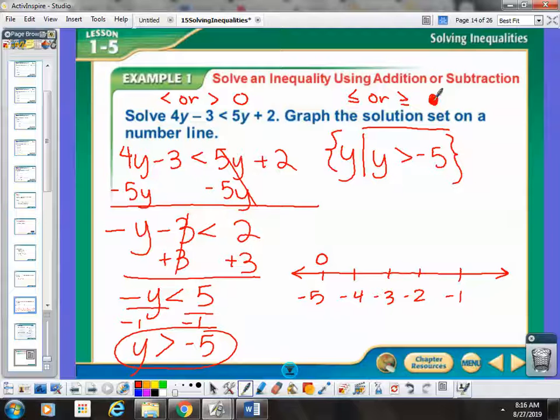In Algebra 1, we learned that if the variable is on the left side of the inequality, it's really easy to graph, isn't it? We just make this inequality symbol into an arrow. My arrow is pointing to the right, so when I draw my line, it's going to go to the right also. So we solved, we got our solution, and then we graphed our solution on a number line. Let's try another one.